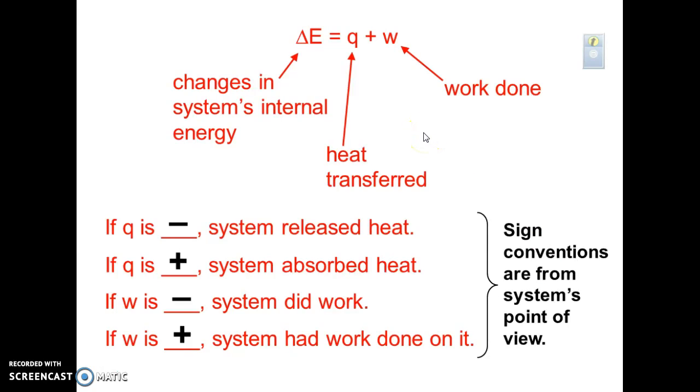All those are correct. The system does work, it's negative work. If the system has work done on it, it's positive work. If the system loses energy, that's negative. Think of the system losing energy. So the system has to lose energy to do work. The system has to release heat. It has to give away some of its energy. Both of these are giveaways.